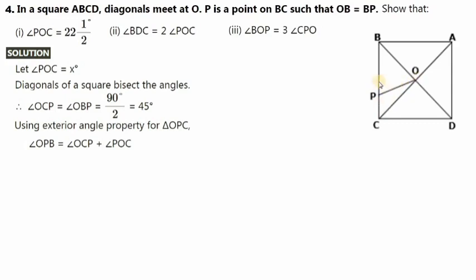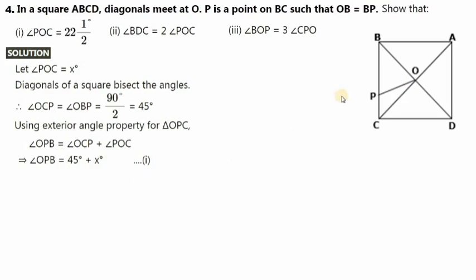So OPB is equal to OCP, this angle, plus POC, that is this angle. The sum of this angle and this angle will be equal to this angle. Now let's put the values. OPB we don't know, OCP is 45 degrees, as I said, and POC is taken to be x degrees. That was the assumption that we made.